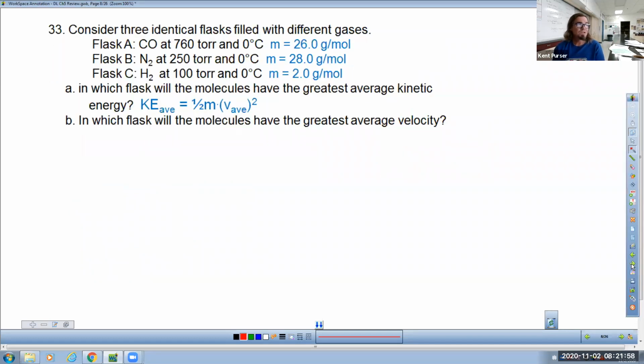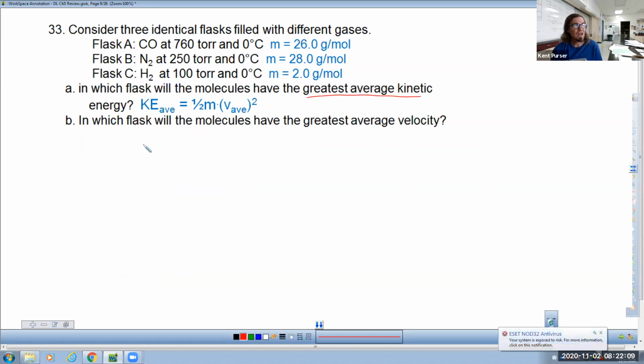Question number 33, consider 3 identical flasks filled with different gases. There is a question like this on your chapter test. In which flask will the molecules have the greatest average kinetic energy? What do we know about kinetic energy? It's directly related to temperature.